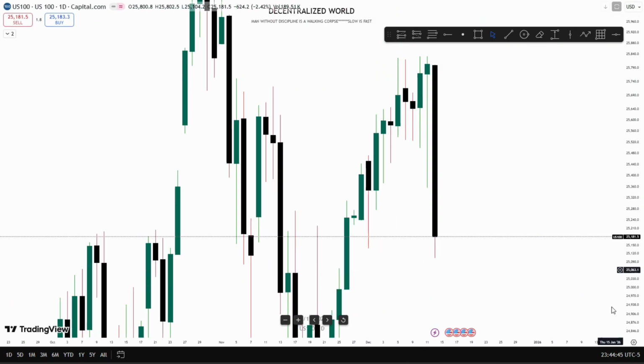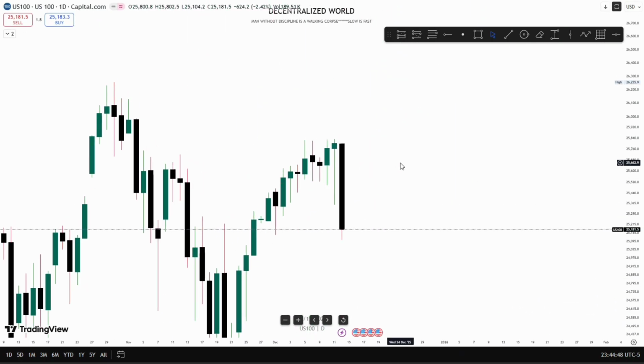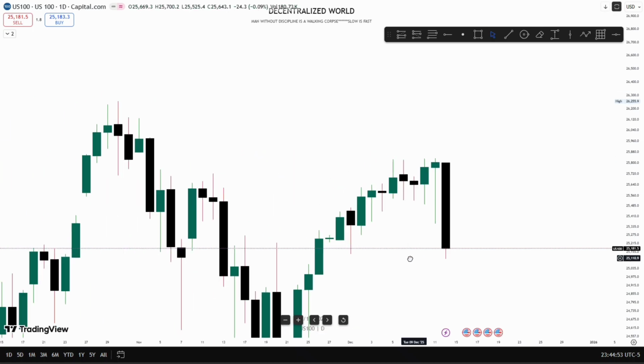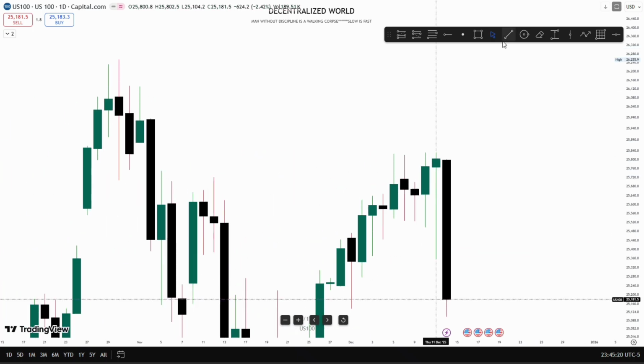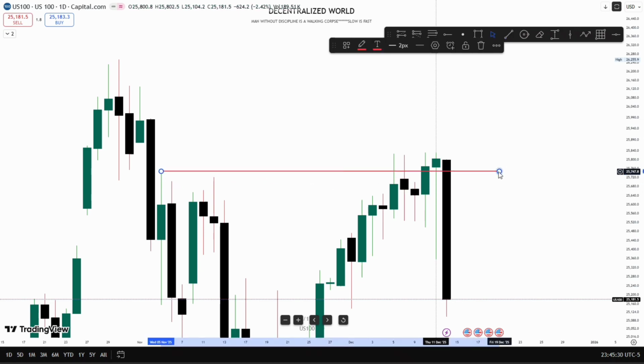So that being said, I target second week of December. I took a couple of trades, but I want to start with the ones that I took on Friday, which is the most recent ones.